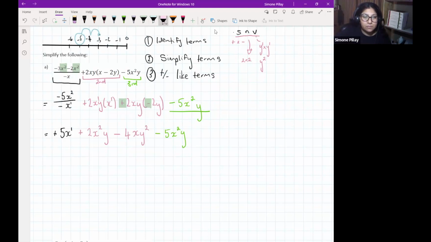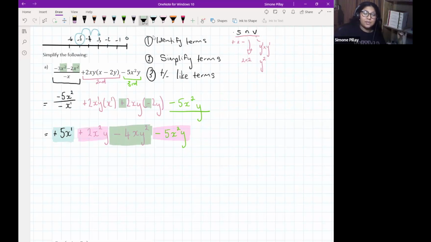Ma'am, 2x to the power 2y and 5x to the power 2y. 100%. Is there anything that matches this 5x? No. And is there anything that matches my negative 4xy squared? No. Thank you, Rory-san.